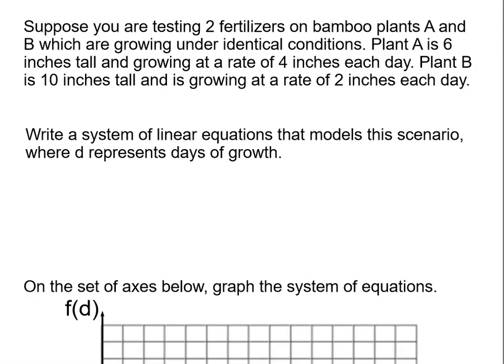Plant A is 6 inches tall and growing at a rate of 4 inches each day. Plant B is 10 inches tall and is growing at a rate of 2 inches each day. Write a system of linear equations that models this scenario, where D represents the days of growth.